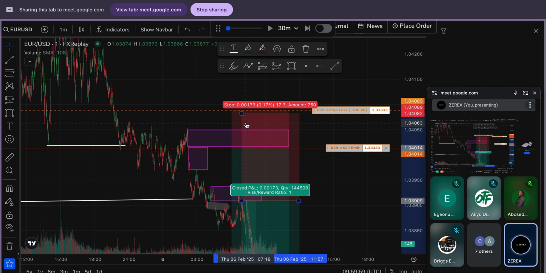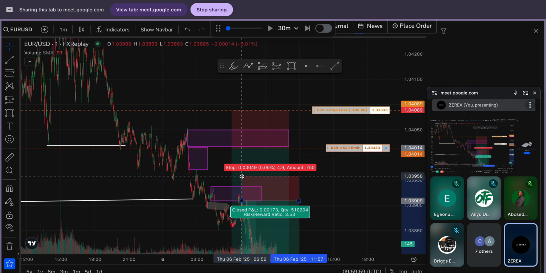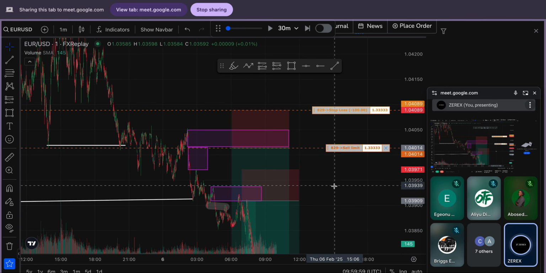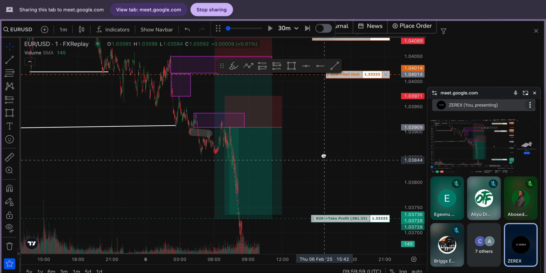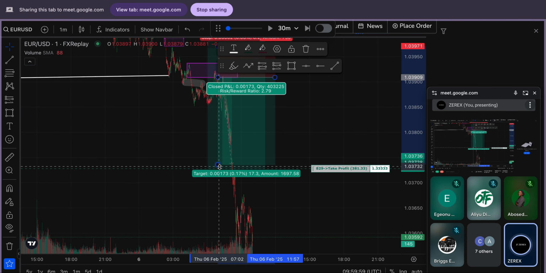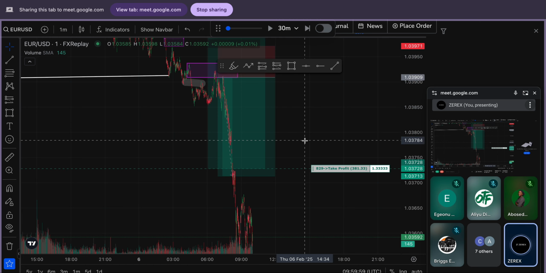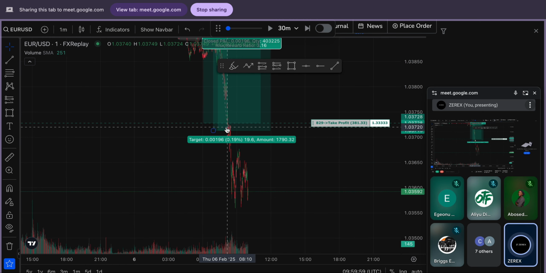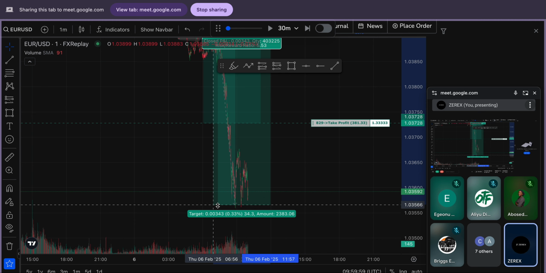Why is the stop loss this long? Okay, I will likely want to cover all this. Even if I stop here, this is a massive profit, whereas the market went as far as this.